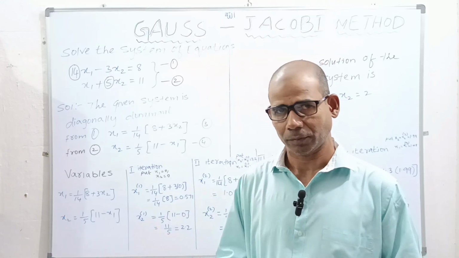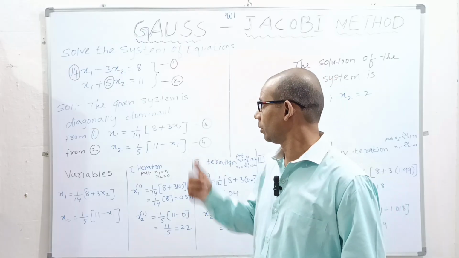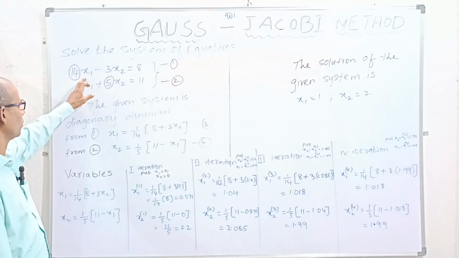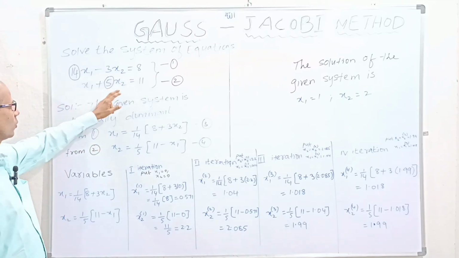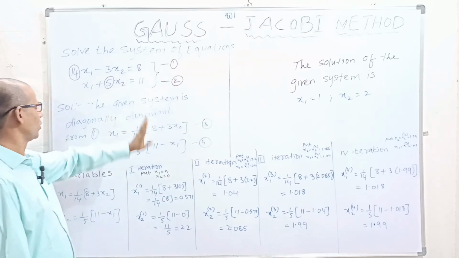Let us solve one problem by using this method. Solve the given system of equations: 14x1 minus 3x2 is equal to 8, and x1 plus 5x2 is equal to 11. So this is equation number 1 and this is equation number 2.